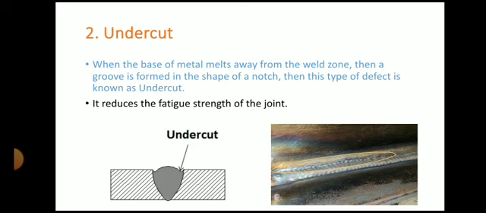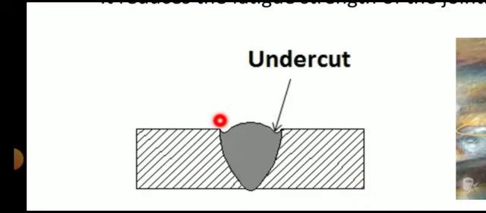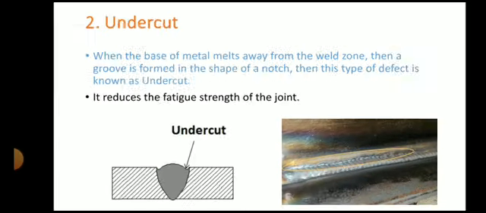Now the second welding defect, that is undercut. When the base metal melts away from the weld zone, then a groove is formed in the shape of a notch. This type of defect is known as undercut. So here you can see the undercut. Here you can see the groove. This is nothing but your groove. So this is known as undercut.